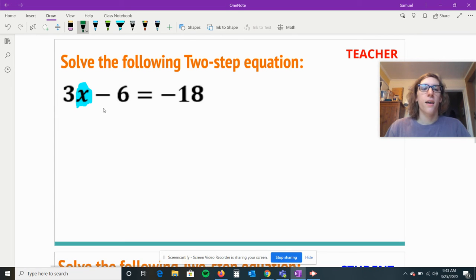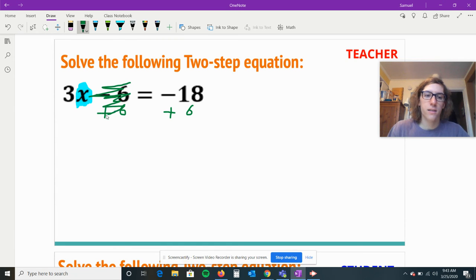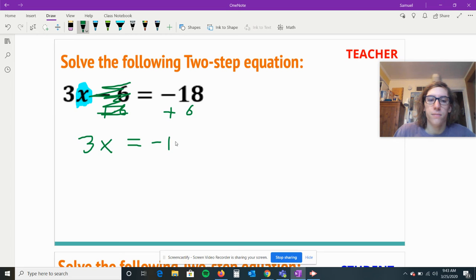So we have to do the inverse of subtracting 6. The opposite of subtracting 6 is adding 6. Whatever I do to one side, I have to do to the other. Otherwise, this side would not be equal to this side. That's what we're saying here. All right, this goes away, right? Negative 6 and positive 6 cancel out. And now we're left with 3x is equal to negative 12. So now we have 3x equals negative 12.